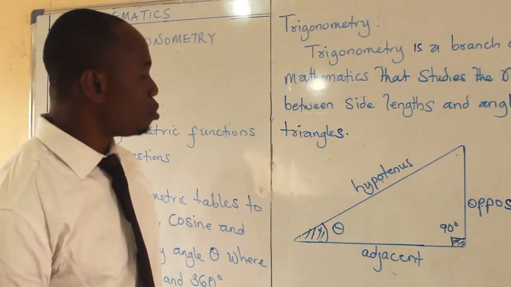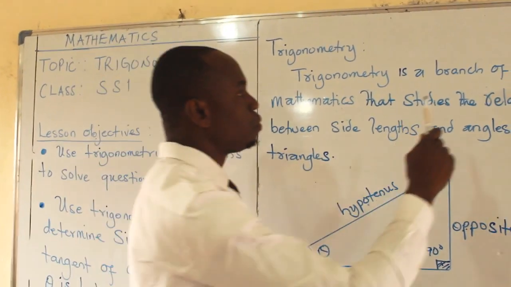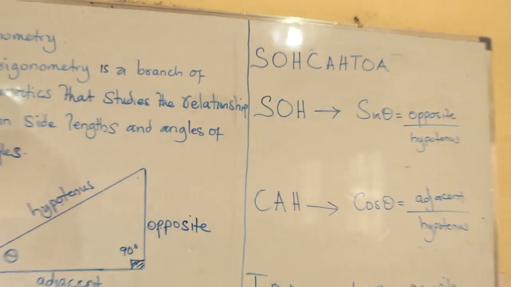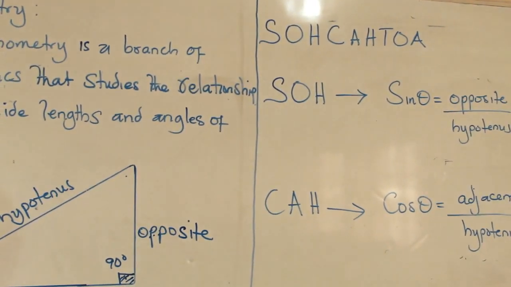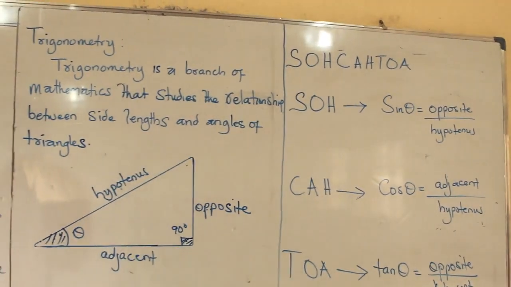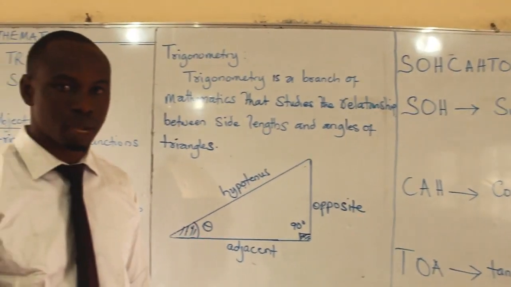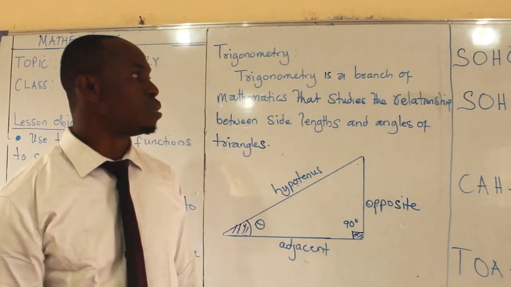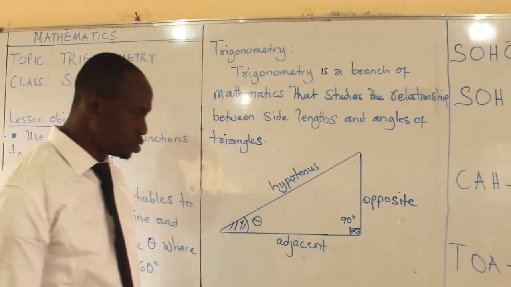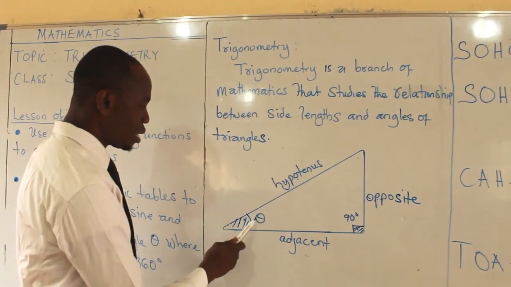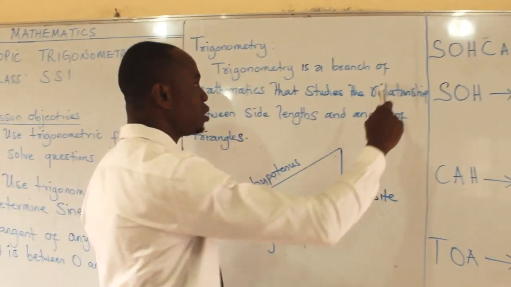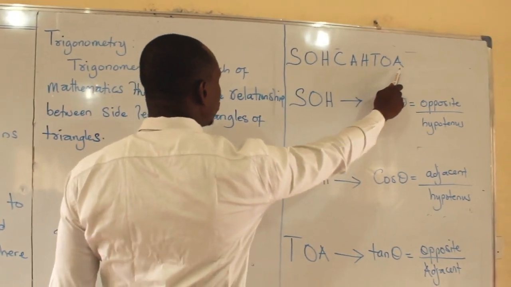Now, for trigonometry, the acronym SOHCAHTOA is mostly used to remember or recall the relationship between the sides and angles of a right-angled triangle. The acronym SOHCAHTOA is used to recall the relationship between the sides and the angle of a right-angled triangle. It is written here as SOHCAHTOA.